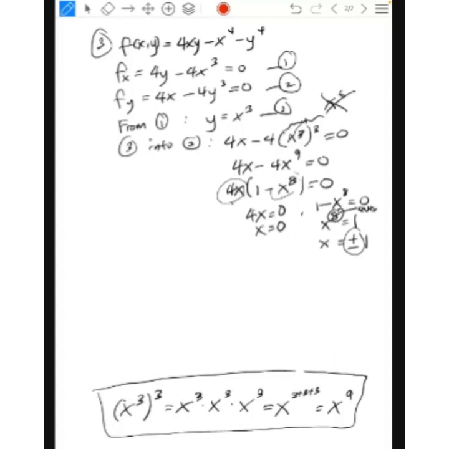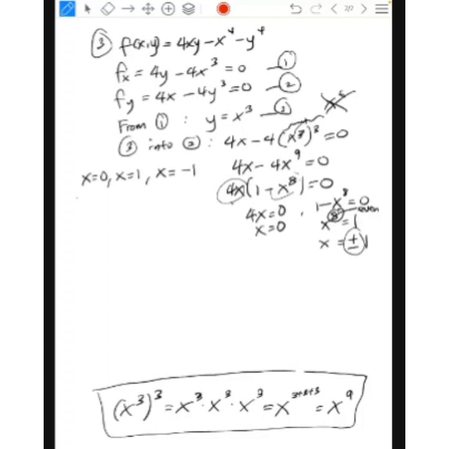Students usually miss this one, so they end up with only 2 critical points. However in this question, it actually has 3 critical points, which are x equals to 0, x equals to 1, and x equals to negative 1. But students often forget the plus minus, so they have only 2. And if you miss 1 critical point, it costs you at least 3 marks.